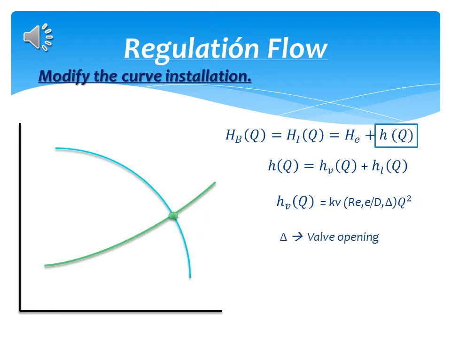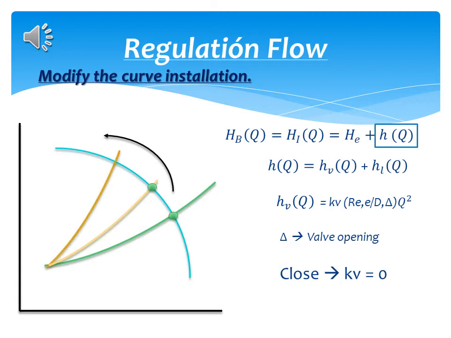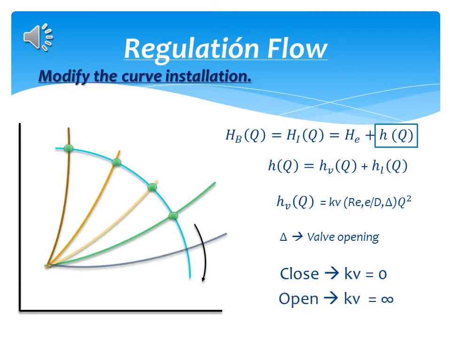Then, by varying the valve opening, the operating point moves through the pump characteristic curve, obtaining different points of operation at different flow rates. If we close the valve, the curve of the installation moves to the left, whereas if we open it, the installation curve moves to the right.